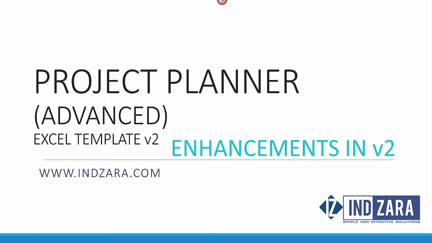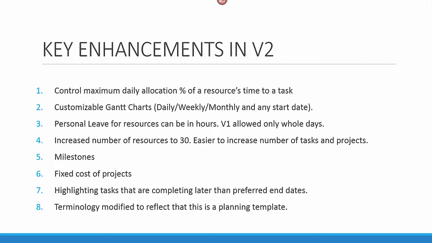I'm glad to announce that the second version of the Project Planner Excel template is available now, and this video will walk through the key enhancements made in version 2 compared to version 1. So the first and most important thing in this new template is that you can now control the maximum daily allocation for a resource's time to a task. This will allow you to actually have a resource work on multiple tasks at the same time.